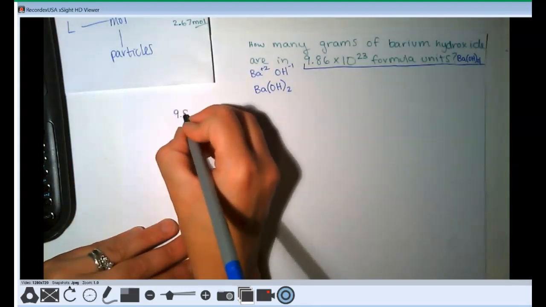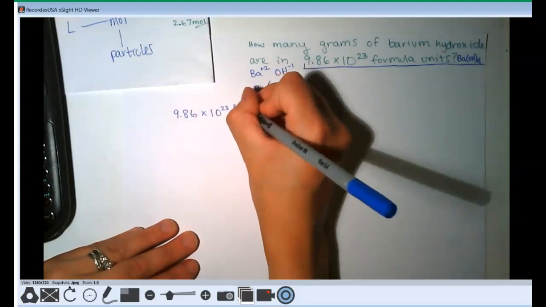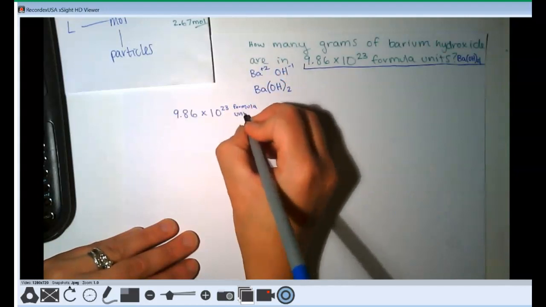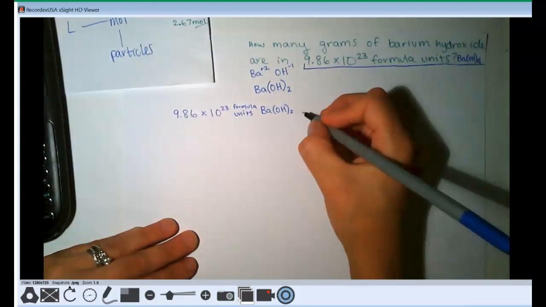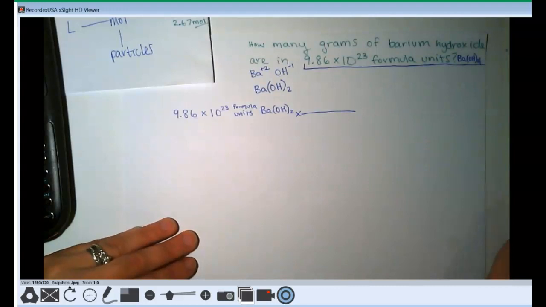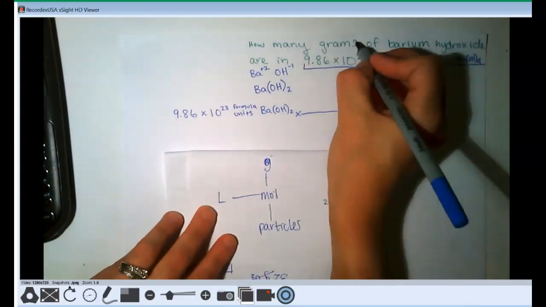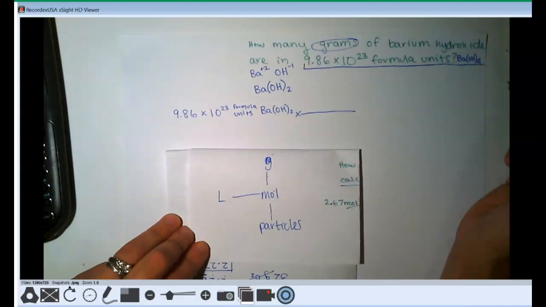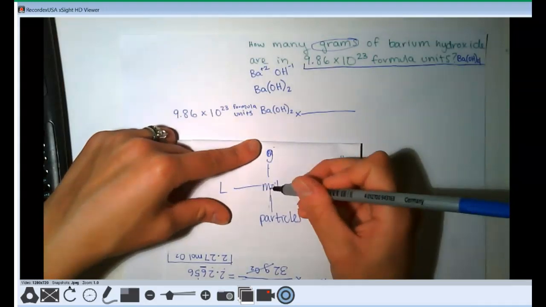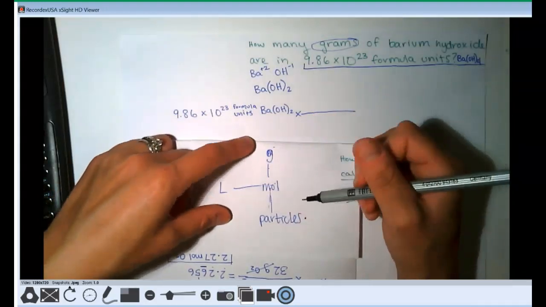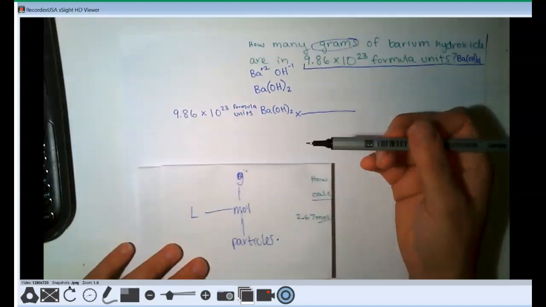So 9.86 times 10 to the 23rd. Remember, we shouldn't abbreviate formula units, so formula units of BaOH2. Okay, so we have that. We know we're going to multiply by at least one conversion factor, but we need to know how many conversion factors we need here. So let's take a look at our chart. So we want to know how many grams, and we're starting in formula units, which is one of our particles. So if we're going from particles to grams, this is going to be 1 step, 2 steps. So we're going to need 2 conversion factors to make this unit conversion. 1 to go from particles to moles, and then 1 to go from moles to grams. So let's keep that in mind when we're setting this up.